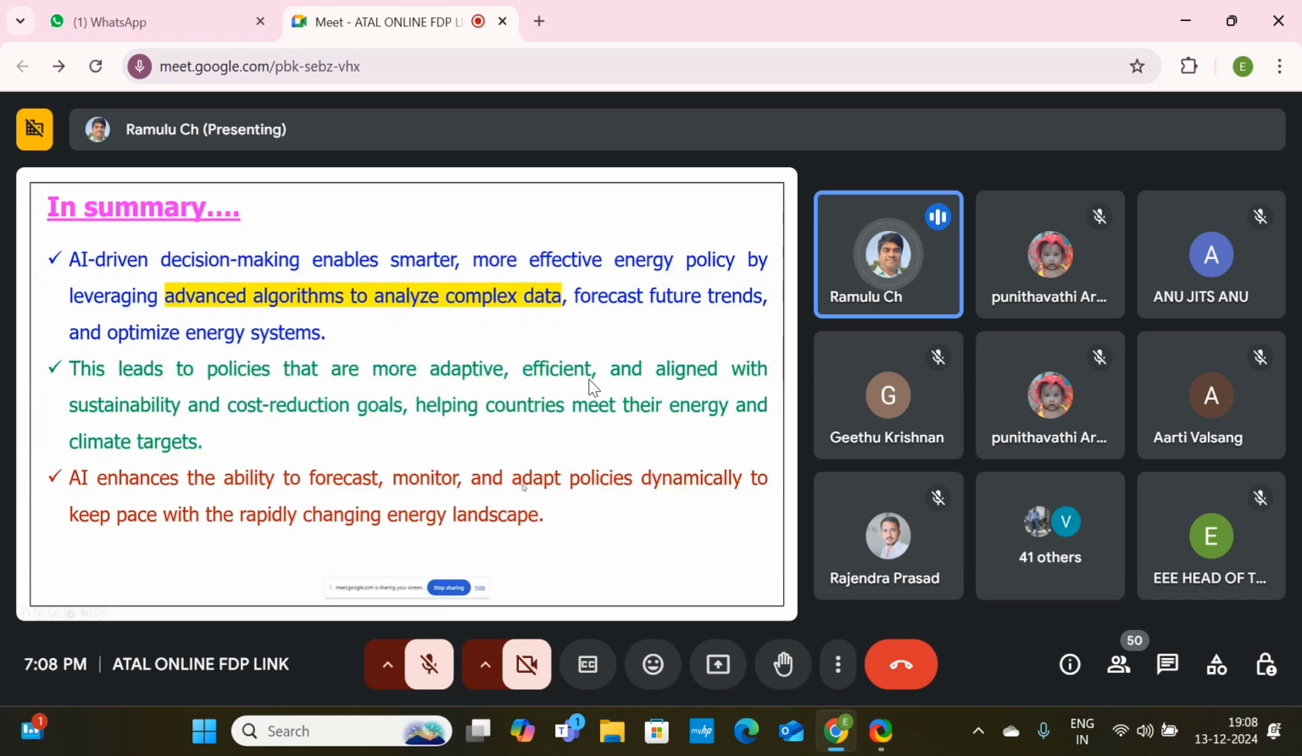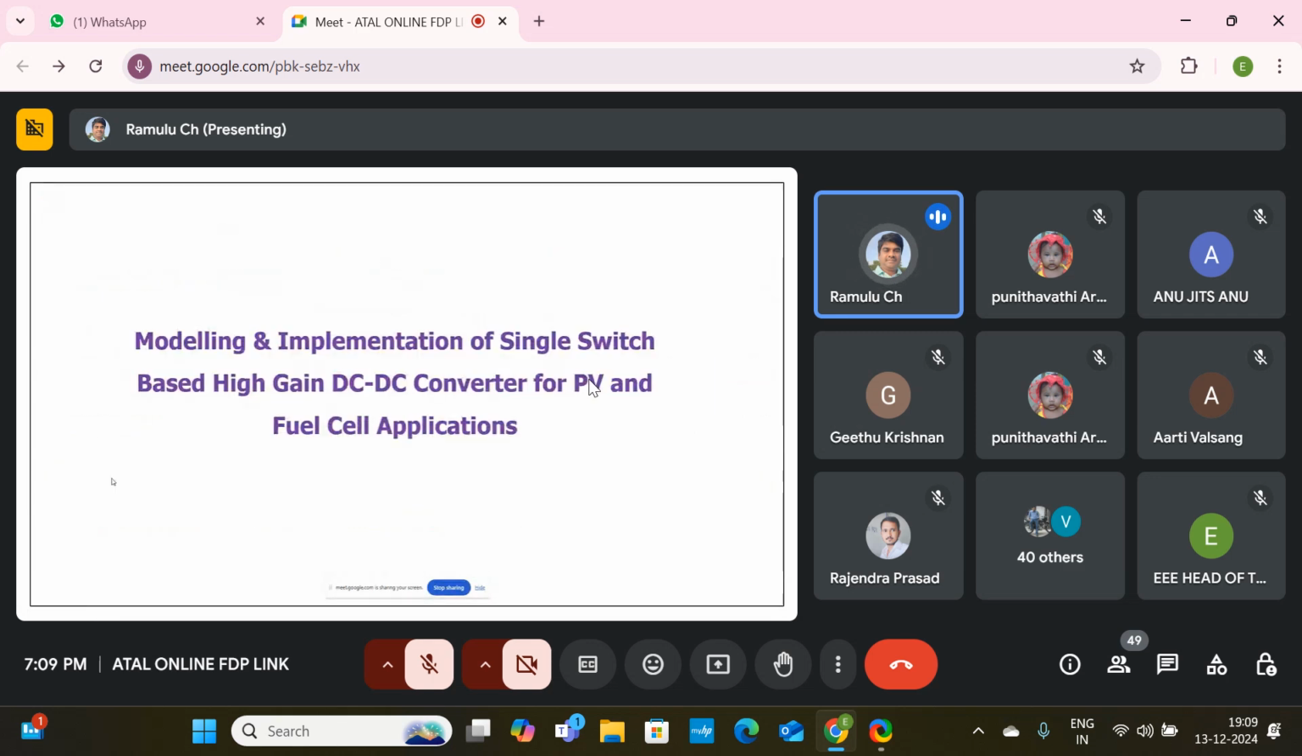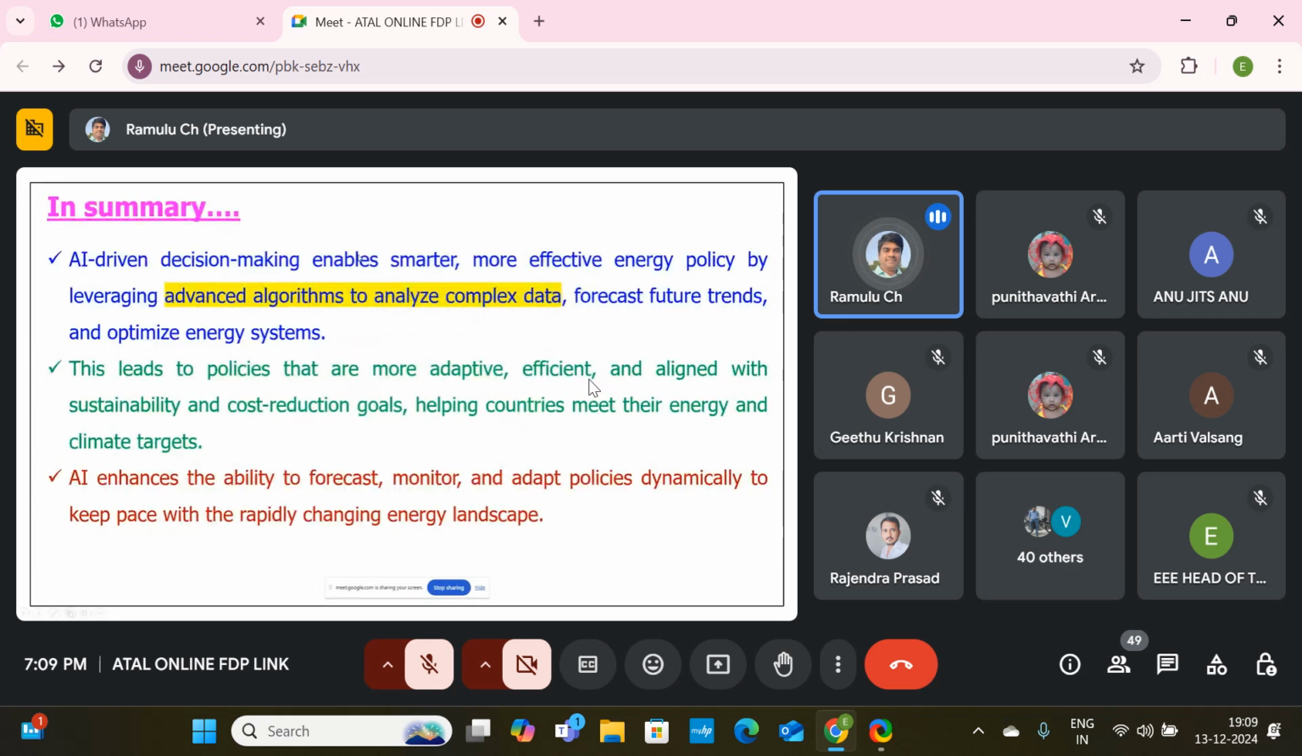This is also very important: adapt policies dynamically. Every day, every moment, something is going to happen, and according to that we need to update ourselves. The AI also we need to improve, change and update. Then only our required things come into the picture. So these are today's topic concepts.